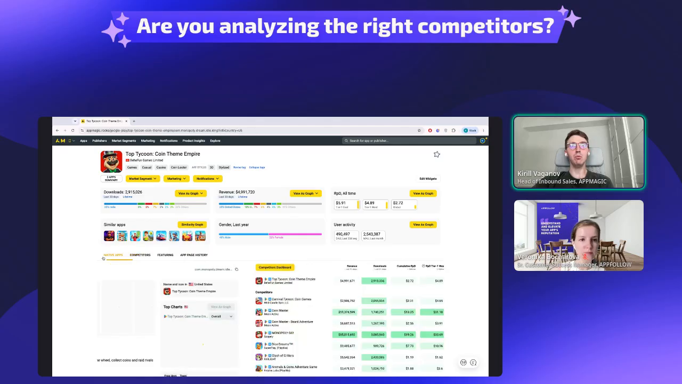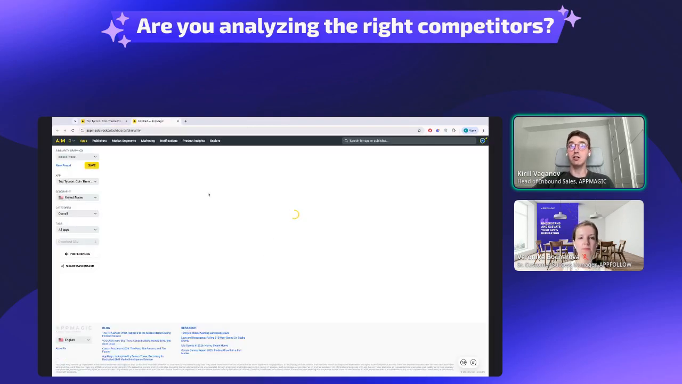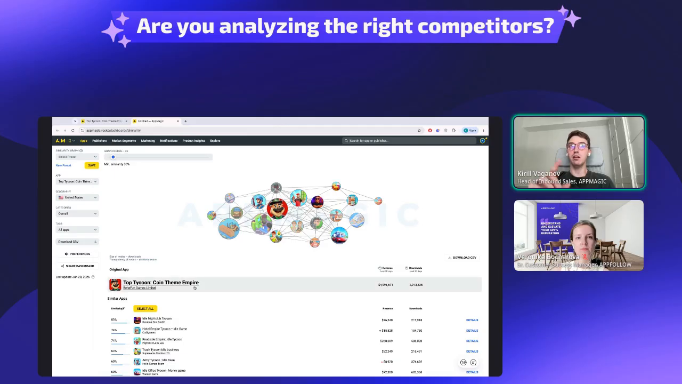With App Magic, you can do it with a tool called similarity graph, but don't be disappointed, because the similarity graph is based upon the Google Play and App Store recommendation systems. What that means is if you go to Top Tycoon's Google Play or App Store page right now and scroll down a little bit, there's a segment called you might also enjoy, or something similar. Basically, Google or Apple is telling you, hey, buddy, you should also try these games. This is where we're pulling this data from.